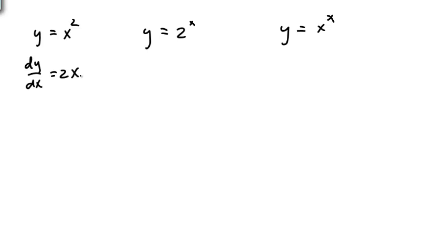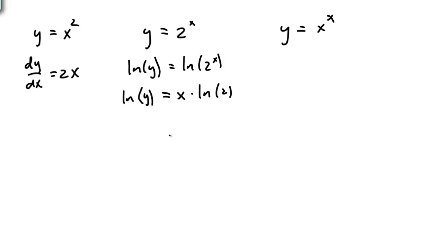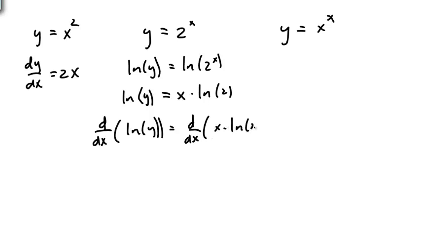2 to the x is more difficult. It's more like e to the x. The way I would solve this one is I would take the natural log of both sides. Then I can take that x in front. Natural log of y is x times the natural log of 2. And then I would take the derivative of both sides with respect to x. And the derivative of the natural log of something is 1 over the something times the derivative of what's inside.